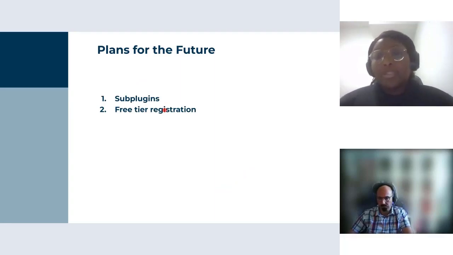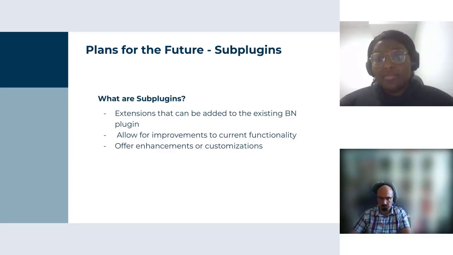The main two things that we want to work on for 4.3 and beyond are sub-plugins and free tier registration. First off, what are sub-plugins? In this context, sub-plugins are extensions that can be added to the existing Blindside Networks BigBlueButton plugin, and they allow for improvements to current functionality and offer enhancements or customizations to the existing plugin.